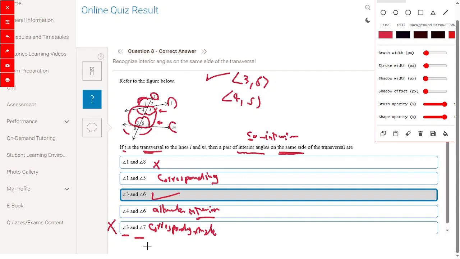So this is also a wrong answer, and this one will be a wrong answer. Wrong answer. So the only answer for interior angles on the same side is 3 and 6. Okay.